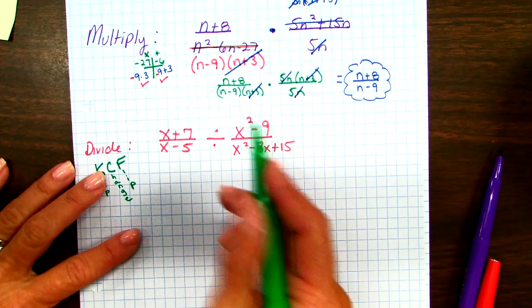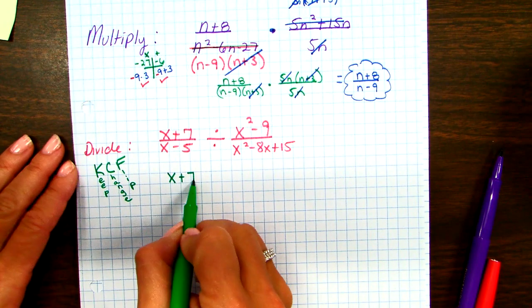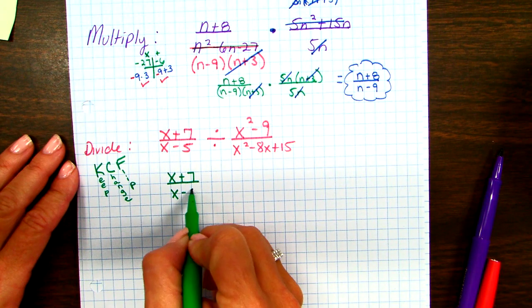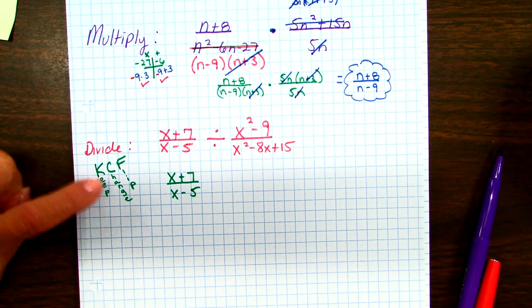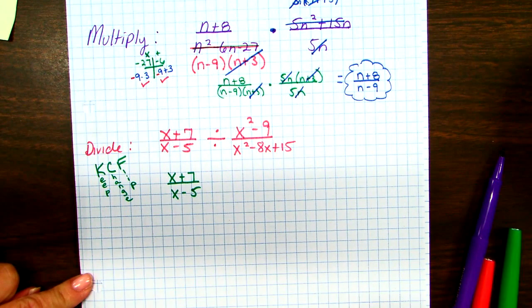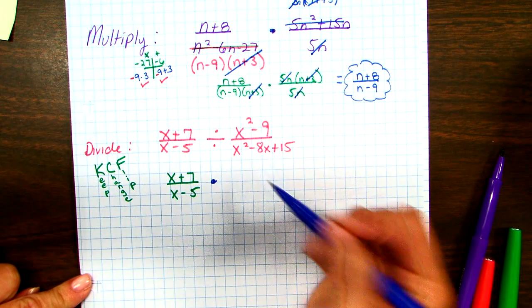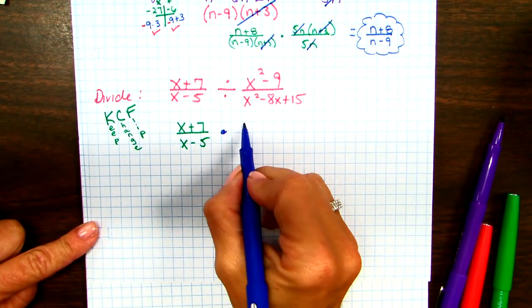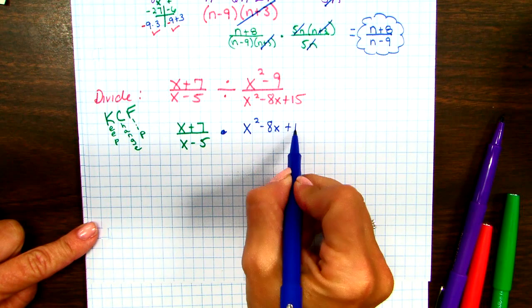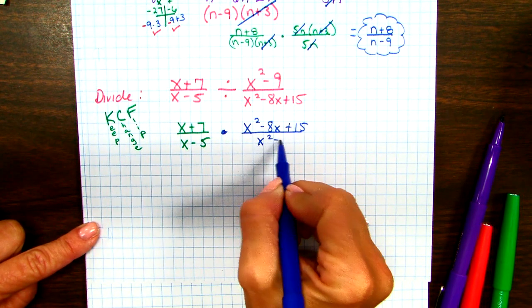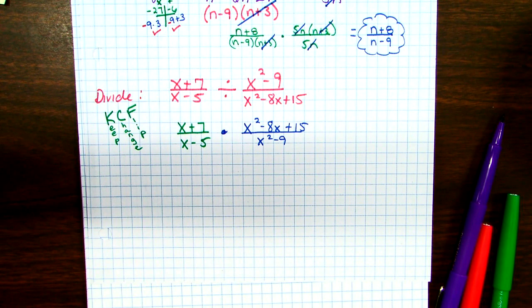I'm going to rewrite this. Keep the first fraction. That's what keep means. Keep it. Don't do anything to it. That's keep. Change means change division to multiplication. That's the change part. Flip literally means flip this fraction. Now, my darlings, this problem is just like the one we did above. Factor any of the four corners that you can, then cancel anything up and down or diagonal.